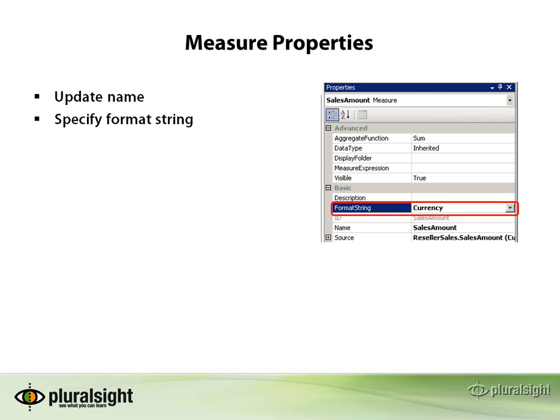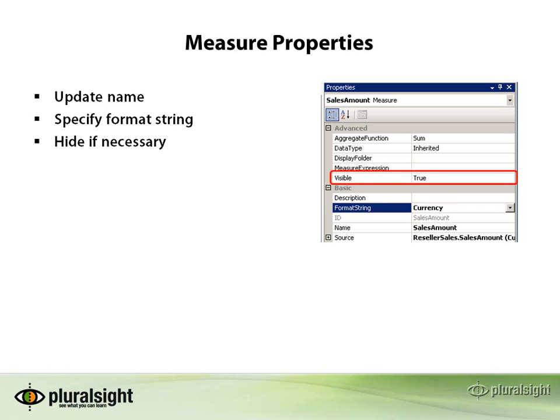Then we should set the format string to make it easier to read the numbers when we're testing the cube, and of course when the users are browsing the cube once we make it available to them. There are some built-in format strings like currency and %, but we can also use custom formatting strings like we can in Excel. We can also choose to hide the measure.